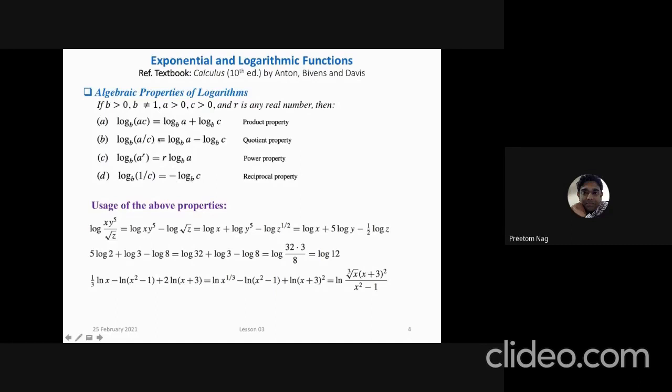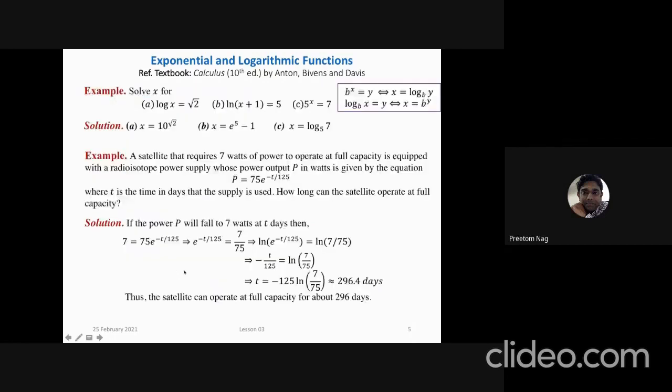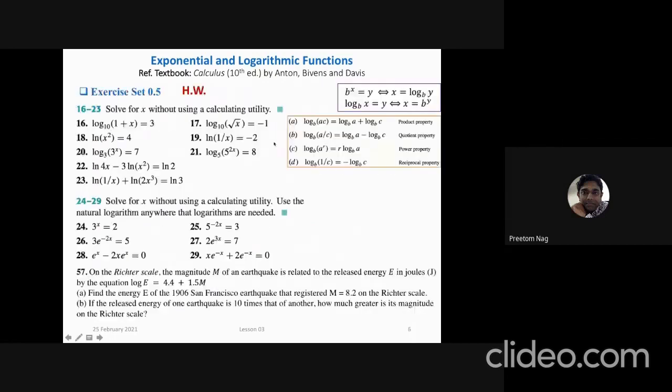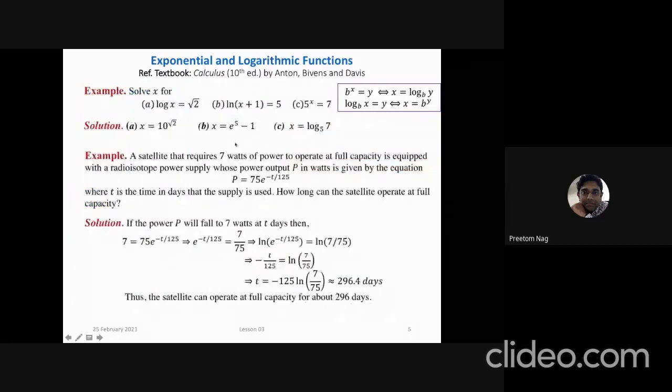So those were the algebraic properties. So using these properties, we will be able to solve this problem. Yes, we can easily solve this problem. So now we are going to solve some questions in here.